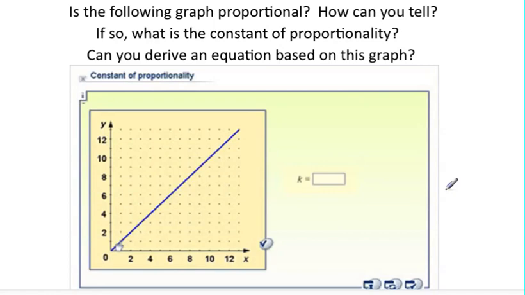Here we have a constant of proportionality question. We need to find out if the following graph is proportional. We also need to find out what the constant of proportionality is, and need to be able to create an equation based on this graph.